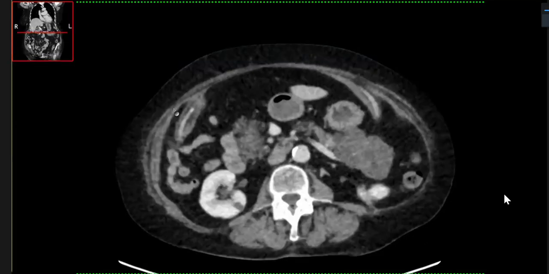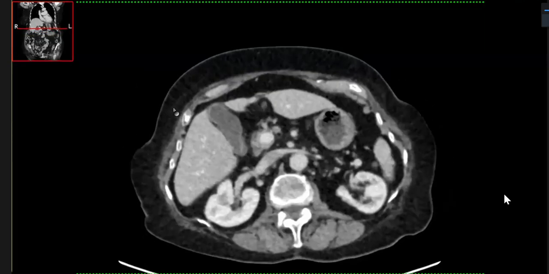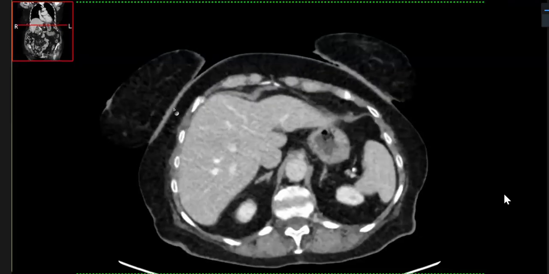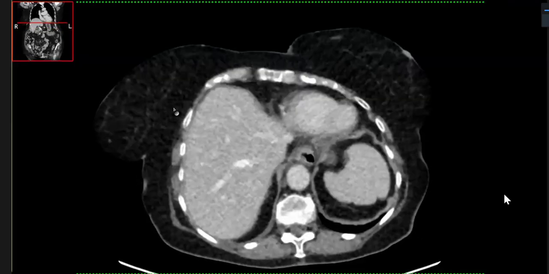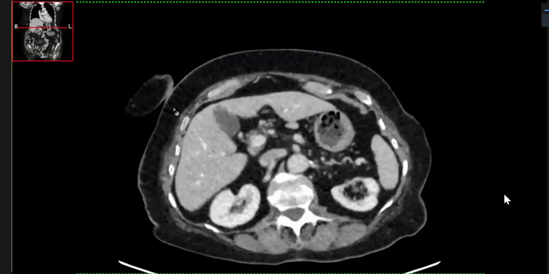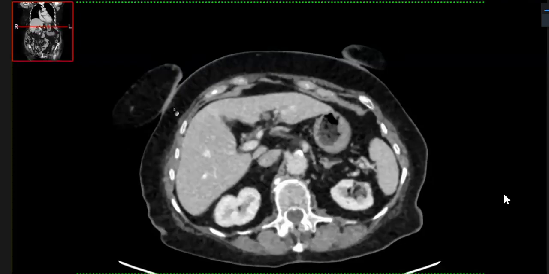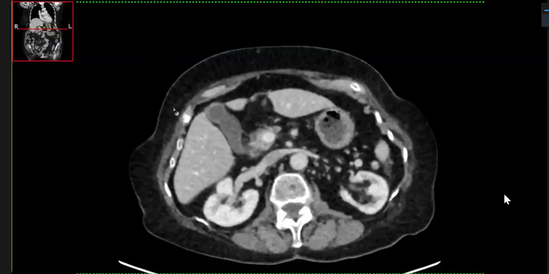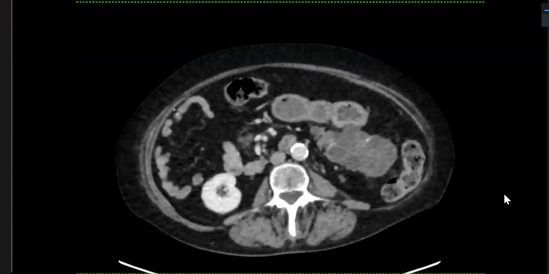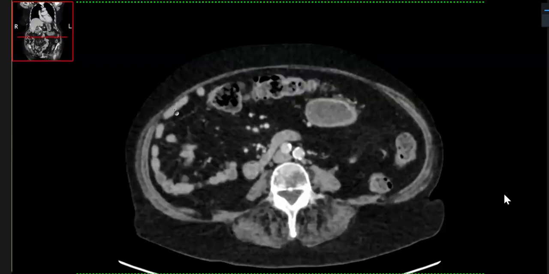I do not see any abnormal lymph nodes. Can you show me the left adrenal? Here it's normal. And there are no metastatic deposits in the liver. Sir, can you scroll down? Okay, this is my area of interest, so we'll keep it here.